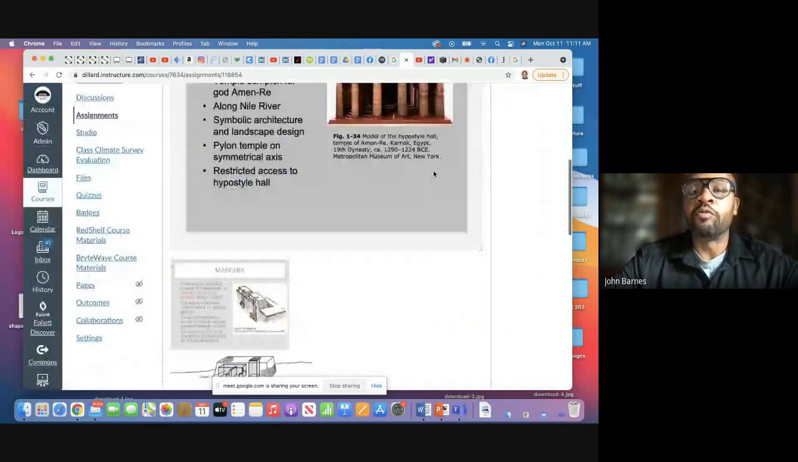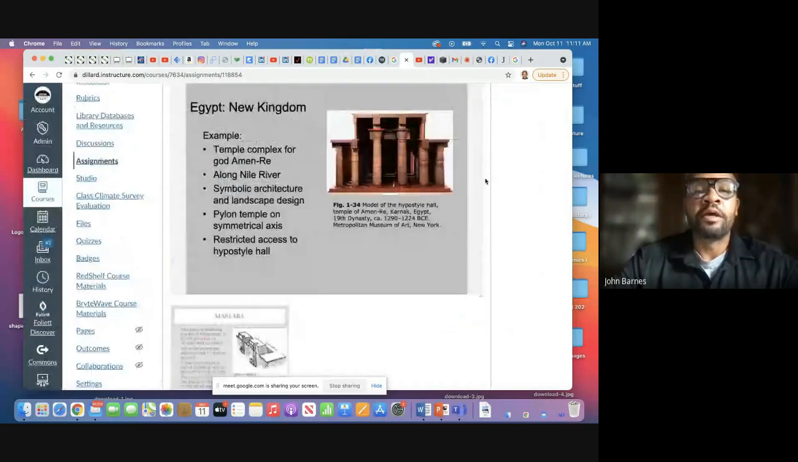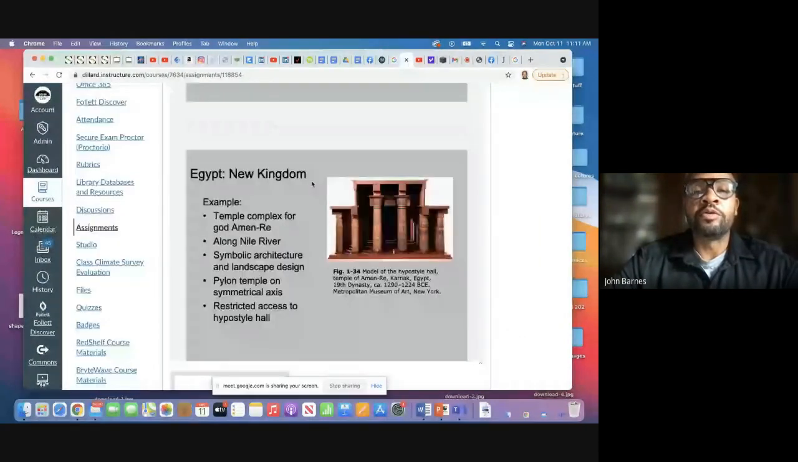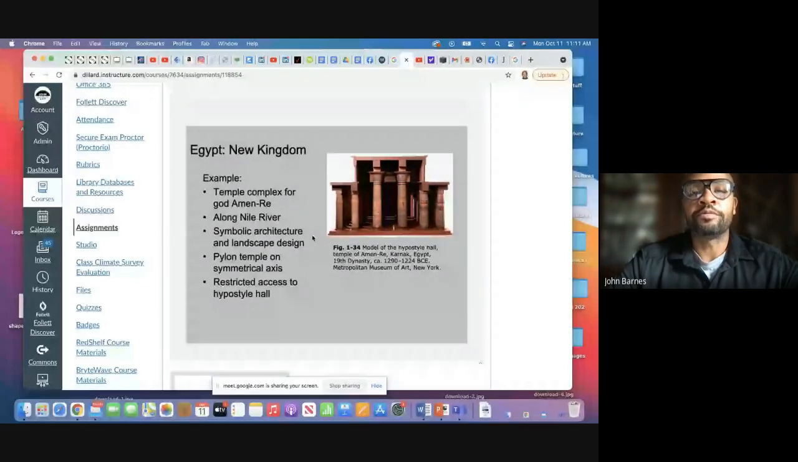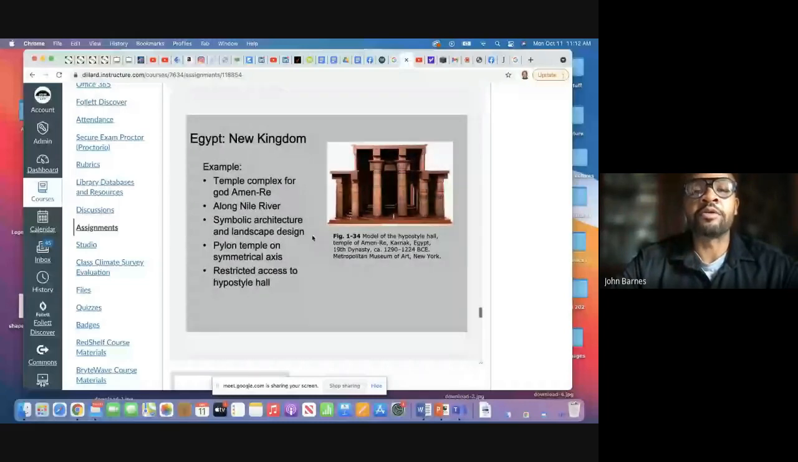Okay, so when we look at the PowerPoint and we talk about the New Kingdom, we have the temple complex for the god Amen-Re. This is one of the major accomplishments of the New Kingdom. It's positioned along the Nile River. It uses symbolic architecture and landscape design. And the pylon temple is on a symmetrical axis. So what that means is it's built on a grid, pretty much how you do with structures in modern cities.